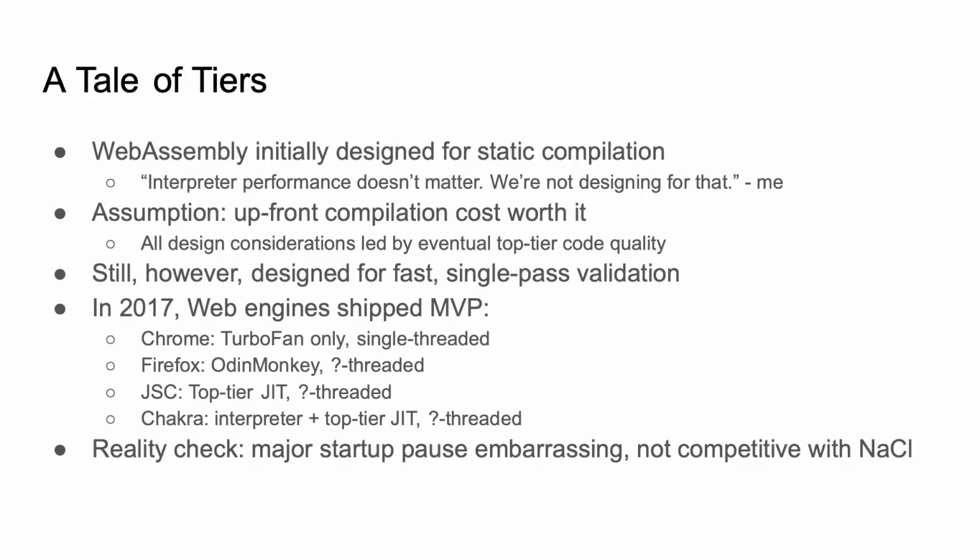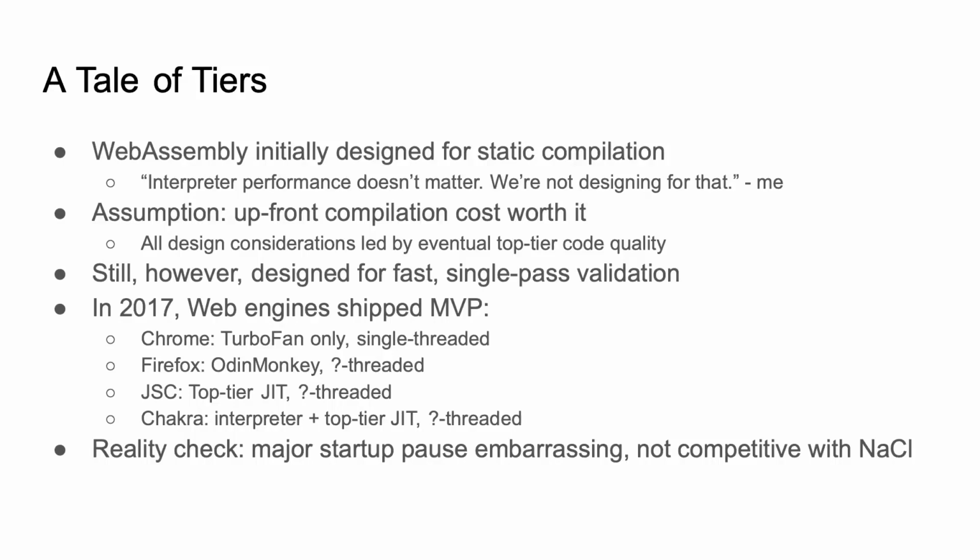So you can run through the code in one pass, you can do type checking, you can also generate machine code very quickly in one pass. But really, we were more concerned about what is the final code quality that comes out. So when everything got shipped in early 2017 and all the web browsers came out, in Chrome, we only had one execution tier, TurboFan, which is the optimizing compiler. It only had one single thread for technical reasons. It was hard to do parallel compilation in V8 at that time.